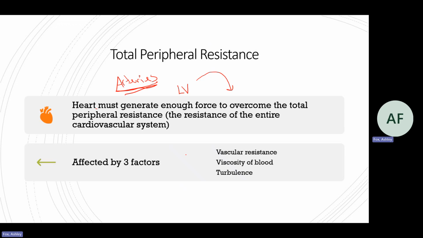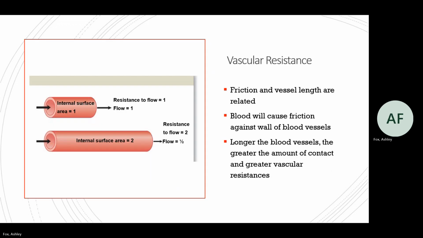There are three factors that total peripheral resistance adds up to. There are three factors that either increase or decrease peripheral resistance: vascular resistance, which is resistance happening in the blood vessels, viscosity, and turbulence. Vascular resistance is the first thing we're going to talk about. So friction and vessel length are related.